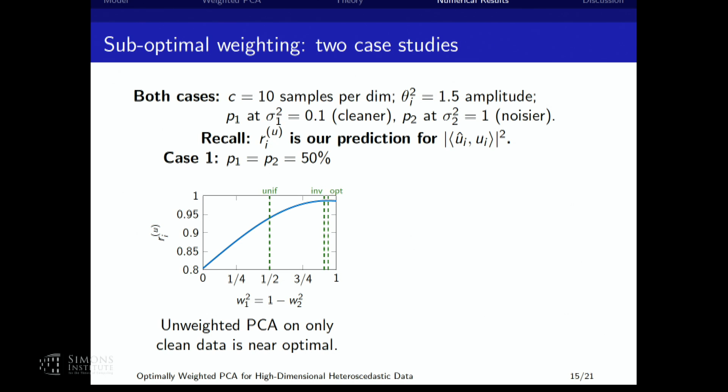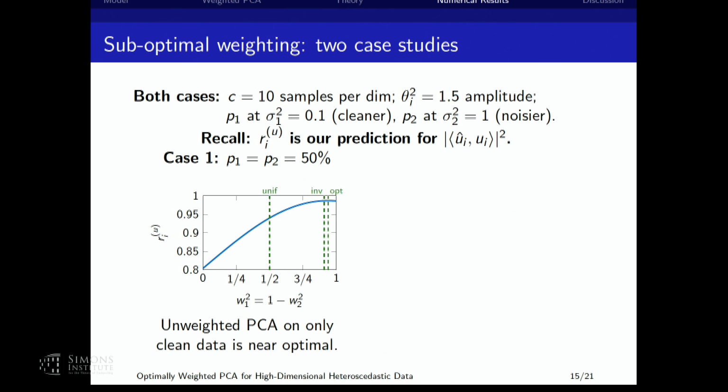So first, if we have P1 and P2 equal to 50%, okay, so I have just half good data and half bad data, then we actually see exactly the setting I was mentioning. As we increase the weight, we get a better recovery, and actually throwing away the noisy data gives nearly optimal recovery.